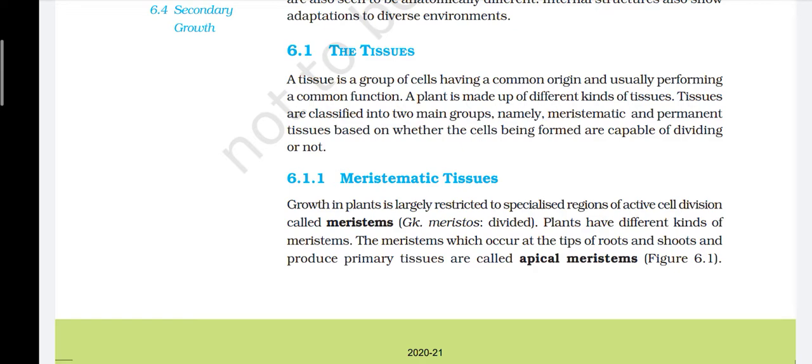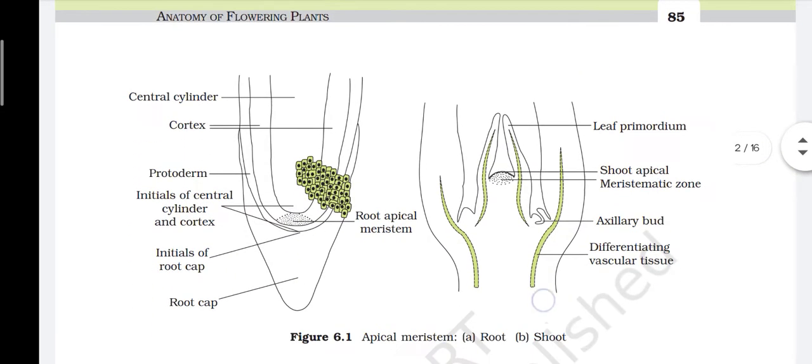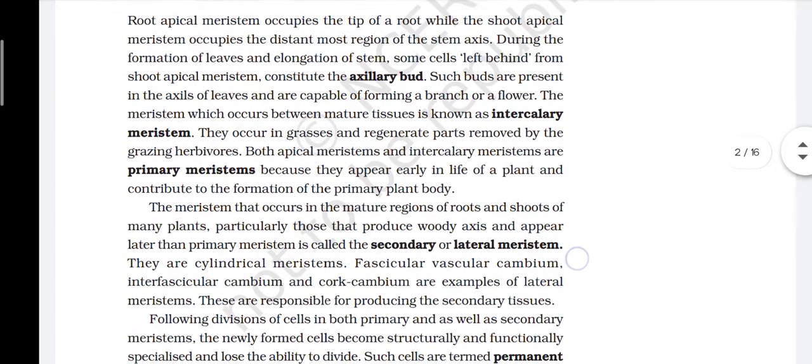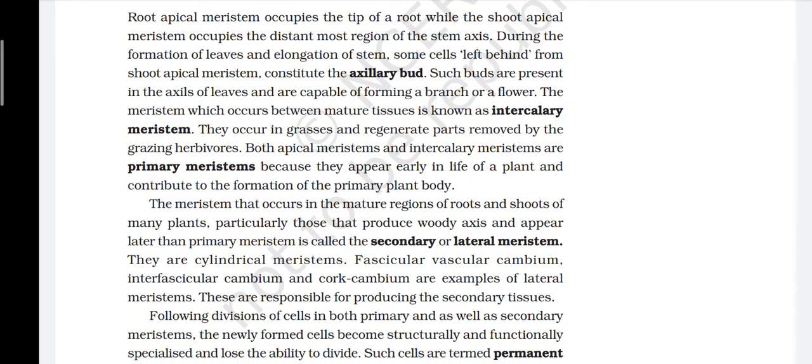Meristematic tissue. Growth in plants is largely restricted to specialized regions of active cell division called meristems. Plants have different kinds of meristems. The meristems which occur at the tip of roots and shoots and produce primary tissues are called apical meristems.